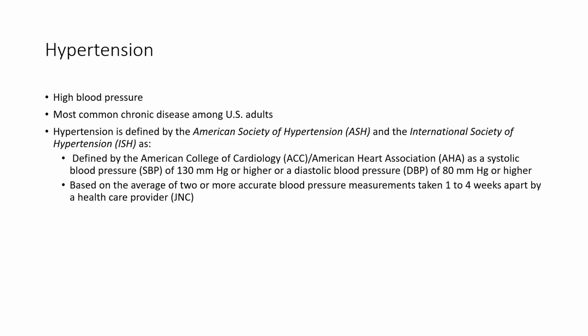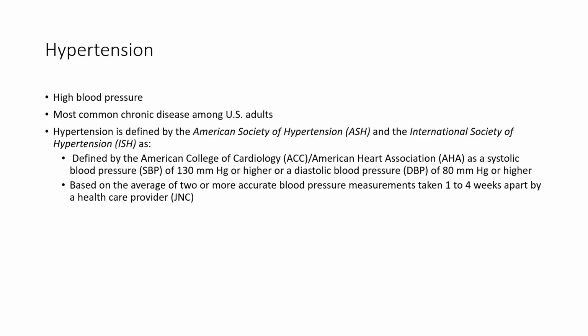The definition of hypertension has changed over time. Previously, it was diagnosed at a systolic blood pressure of 140 millimeters of mercury or higher, and a diastolic pressure of 90 or higher, based on the JNC7 and JNC8 guidelines. However, the American College of Cardiology and the American Heart Association now define hypertension with a systolic blood pressure of 130 or higher and a diastolic blood pressure of 80 or higher. This change has increased the prevalence of hypertension in the United States from 32% to 46%.